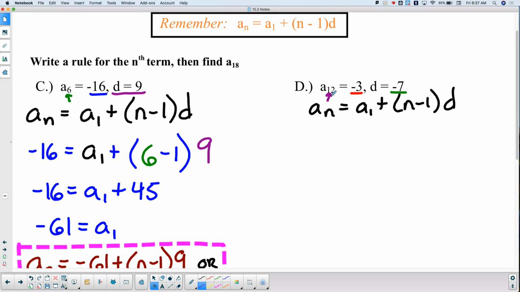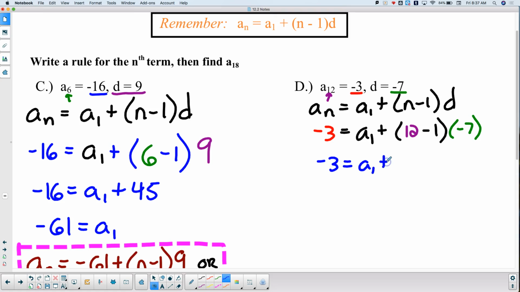Okay, so -3 here, that's red. -3 is going to equal my first term, which I don't know, a plus n is going to be 12, minus 1 is -1, and D is -7. So that gives me -3 equals a sub 1 plus 12 minus 1 is 11. 11 times -7 is -77.